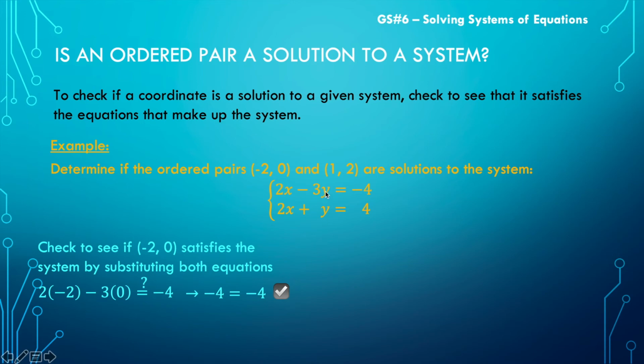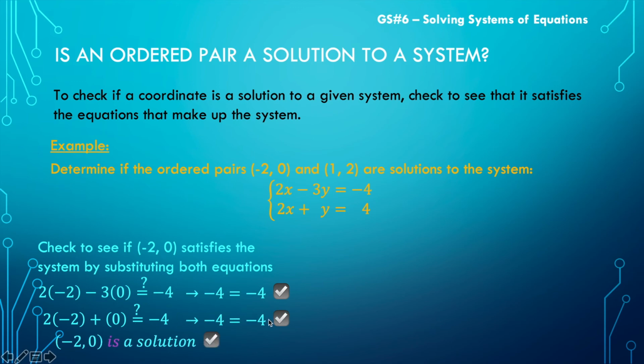But we're not done yet, because we want to see if it's a solution to the system, not just one equation. So we need to substitute that into the second equation. We're going to substitute -2 for this x and 0 for this y. And again, if we do this calculation on the left-hand side, 2 times -2, which is -4, plus 0 is still -4. Yes, -4 is equal to -4, so yay, (-2, 0) is a solution. So we've dealt with (-2, 0).